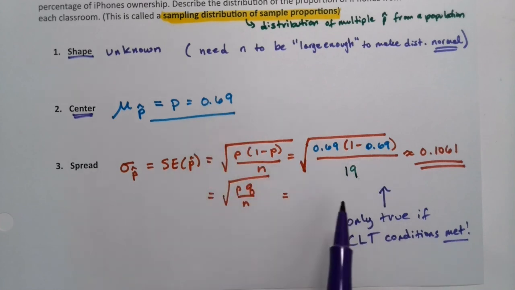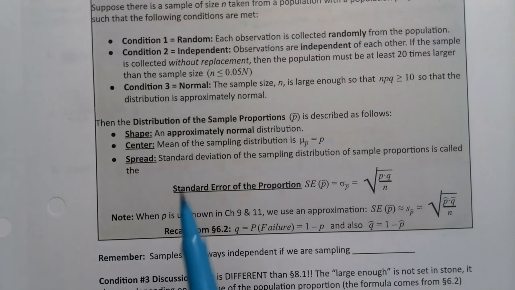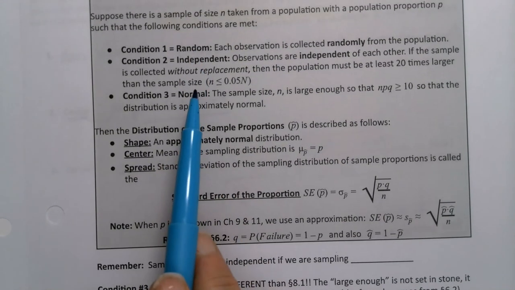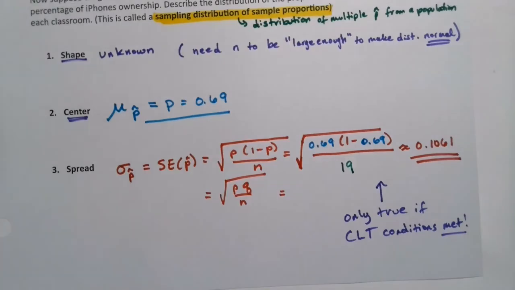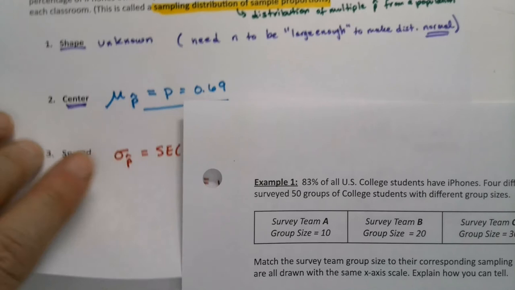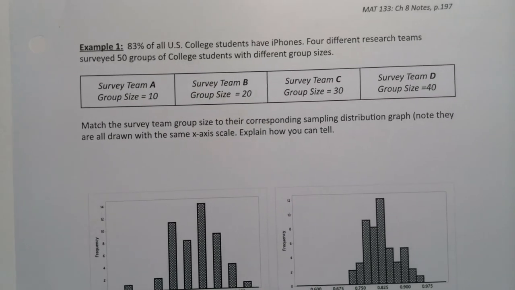But again, this is only true if the central limit theorem conditions are met. Matter of fact, all of this is only true if the central limit theorem conditions are met. All right, so if we want to get to that central limit theorem conditions, if we want to get to this shape center spread business, then we need to talk about these conditions. And to do that, we're going to need to play around with normality a little bit more, and we'll do that in the next example.